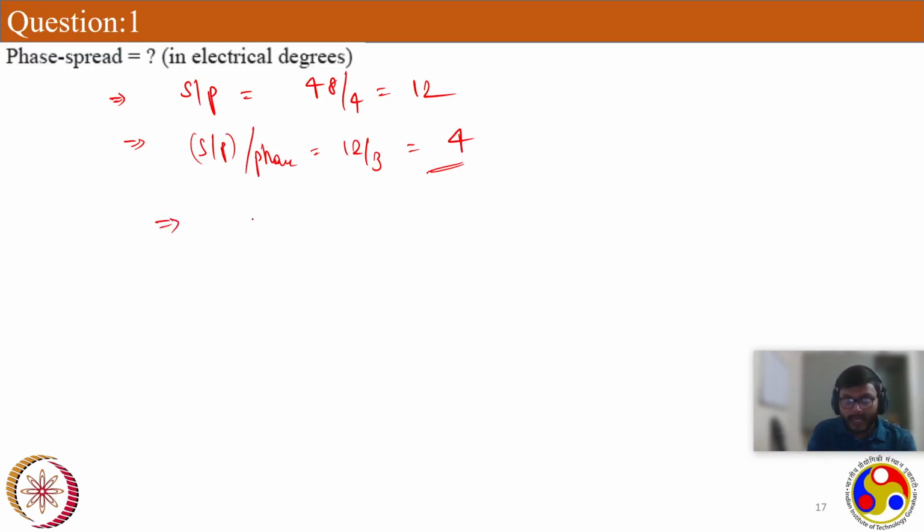Now if you want to calculate in terms of angle, each slot confined to 15 degree slot pitch. Beta is always 15 degree. It's the electrical angle between each slot. Now 4 slots contribute to 60 degrees. It's simple. So 4 slots, each phase is spreading. That means 60 degrees my each phase is spreading.